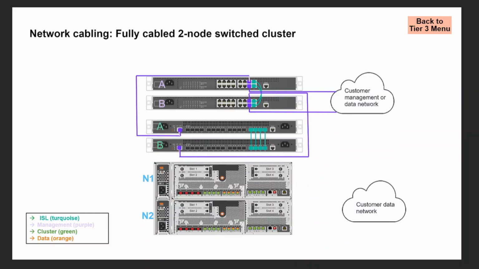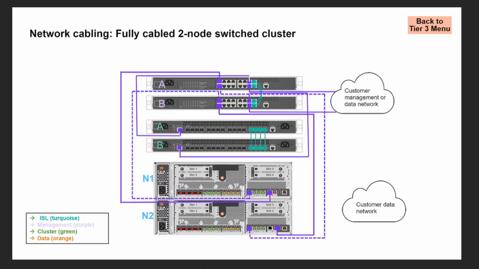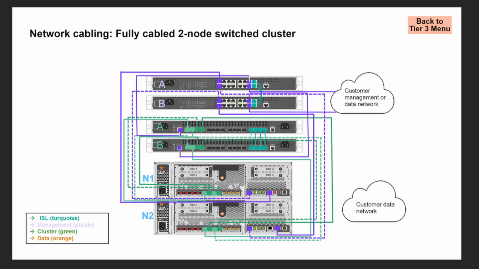A fully cabled 2-node switched cluster looks like this illustration. You cabled redundant 1 gigabit ports to the management switches. You then cabled the cluster interconnect connections. Now you can cable the customer-supplied network drops to the data network in preparation for the cluster setup process.